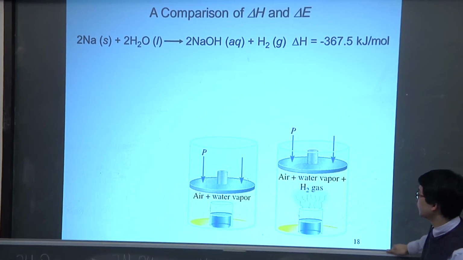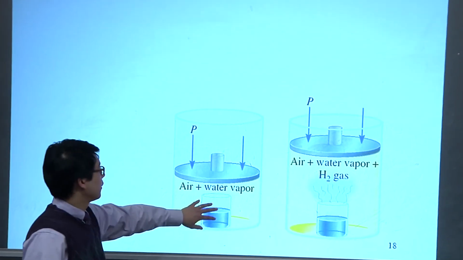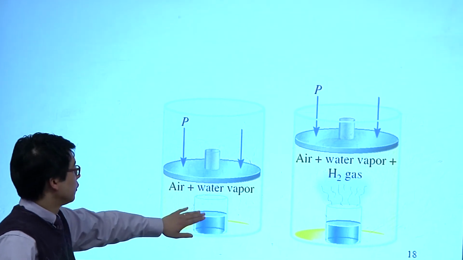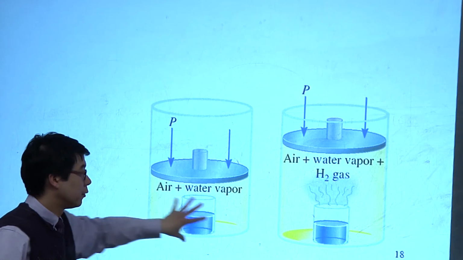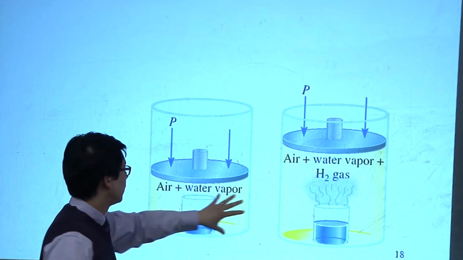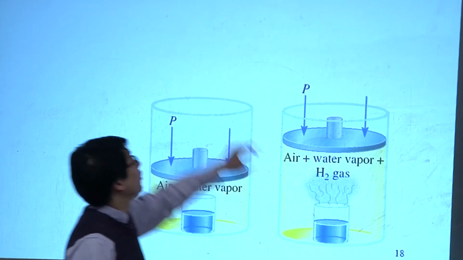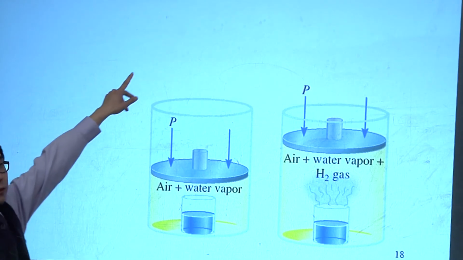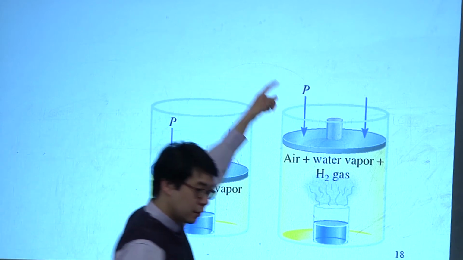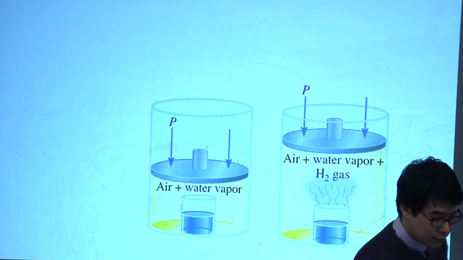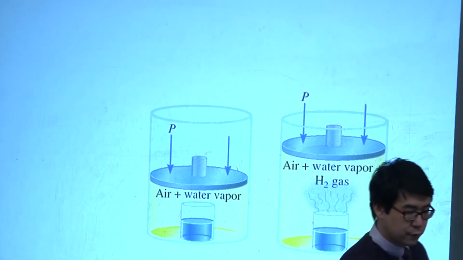And so when we do this reaction, have something like this, right? So what's going to happen? You have your piston, you have something that's already here, air and water vapor. That never changes, right? The air and the water vapor never changes. When you do the reaction, what does change, right? What changes is you get the evolution of some gas, H2 gas.